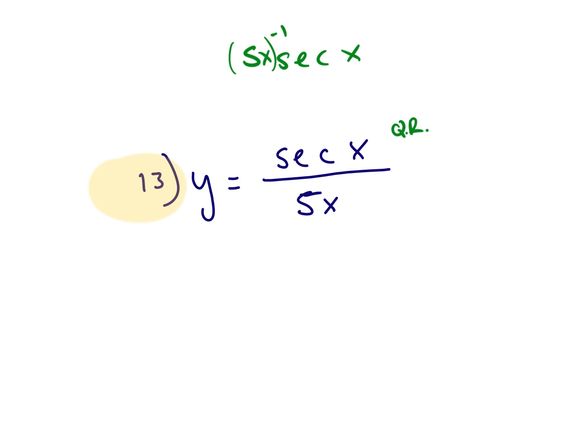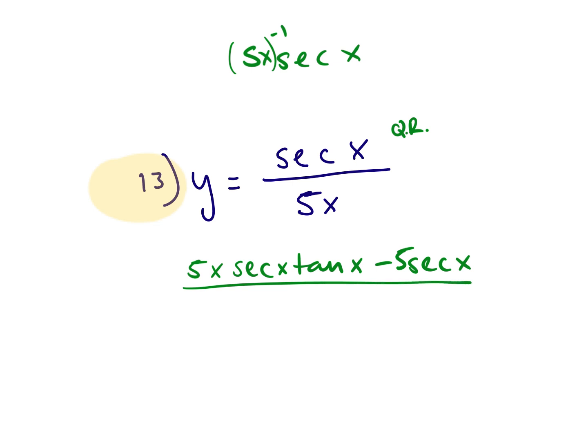So quotient rule is low, d high, so 5x times the derivative of our numerator. What's the derivative of secant x? Secant tangent, great job. Low d high minus high, so secant x, d low. What's the derivative of 5x? 5, perfect. So I'll put that here. Over the denominator squared, so 5x squared. We're squaring the 5 and squaring the x. So this would be 25x squared.